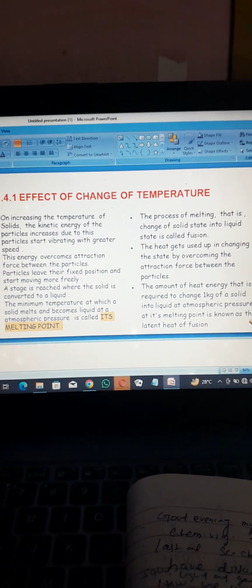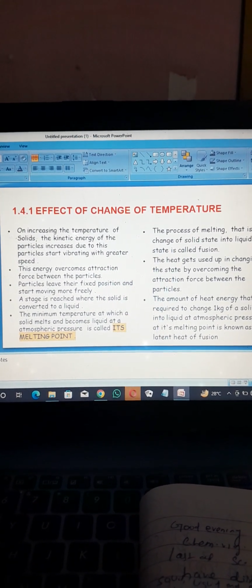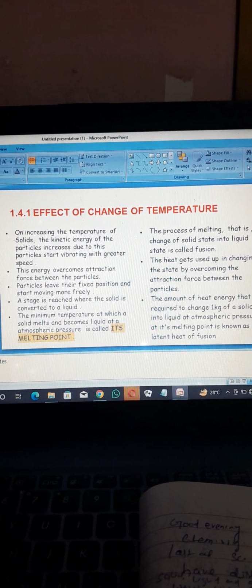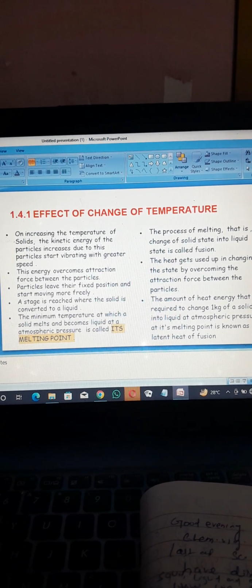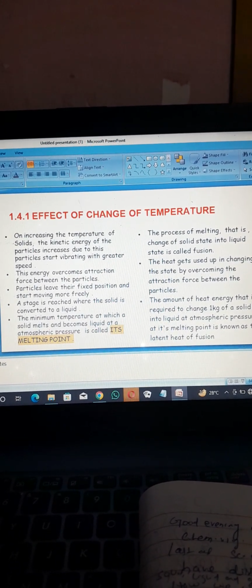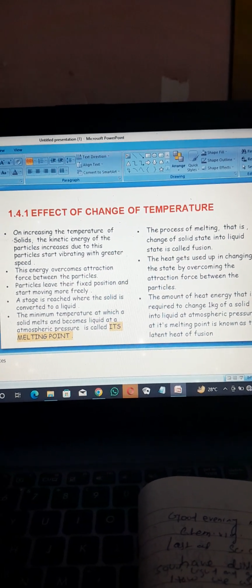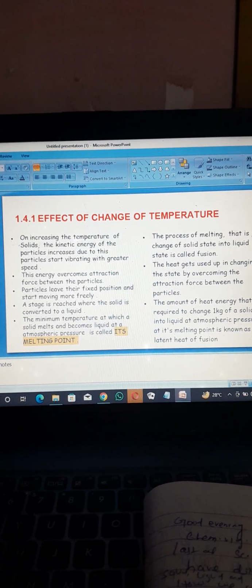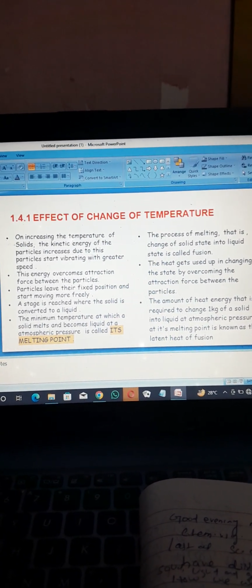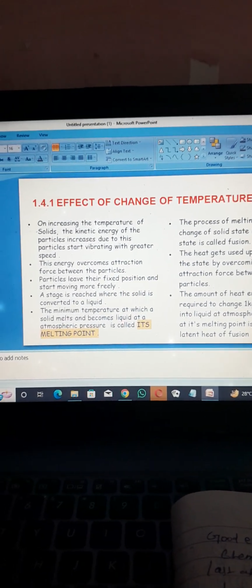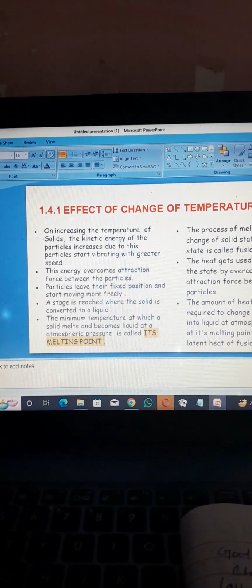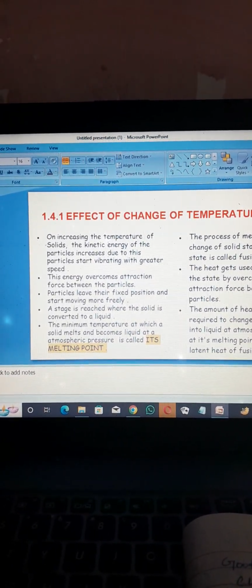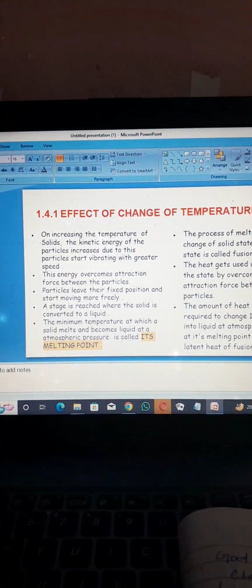First one is effects of change of temperature. In the last video I told you that on increasing the temperature of a solid, the kinetic energy of the particles increases. Due to this, particles start vibrating with greater speed. This energy overcomes the attraction force between the particles, and particles leave their fixed positions and start moving more freely. A stage is reached where the solid is converted into liquid, and the minimum temperature at which a solid melts and becomes liquid at atmospheric pressure is called the melting point.